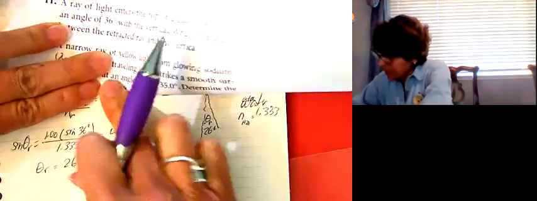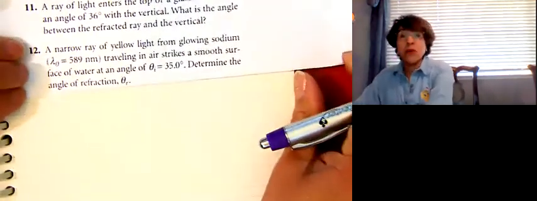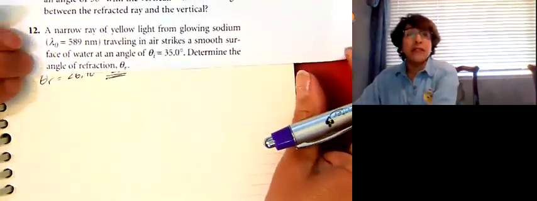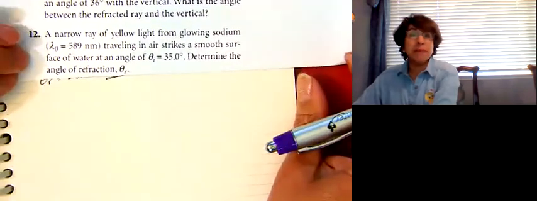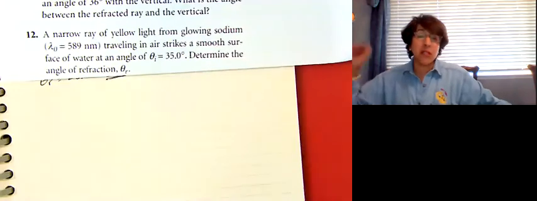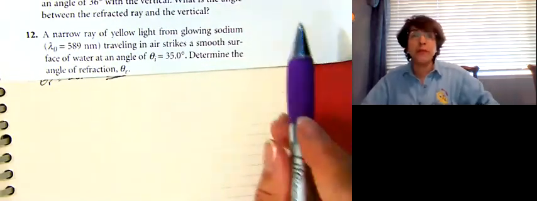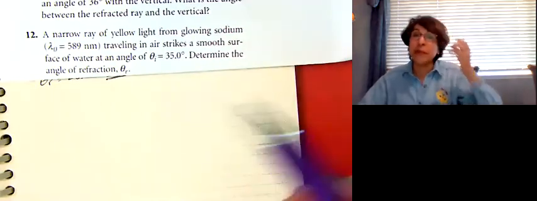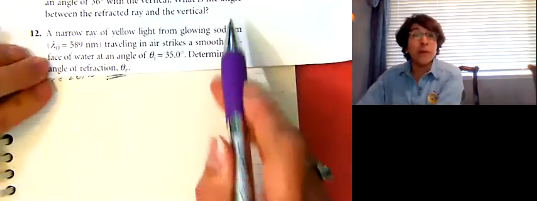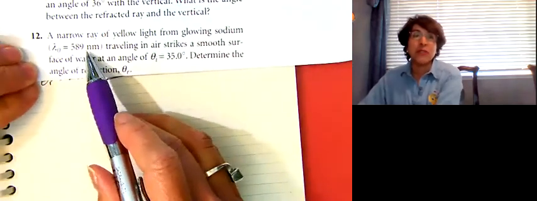All right, in this case, I think they give it to us the other way around. Let's see if we've got enough room here on this paper. A narrow ray of yellow light from glowing sodium. By the way, there's the highway lighting, lights that you see out along the freeway. Some of them are low pressure sodium, high pressure sodium, to actually make the illumination. So that's why it is sodium. And they give you the wavelength. It's 580 nanometers. Isn't that interesting?